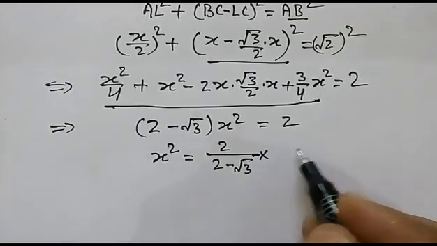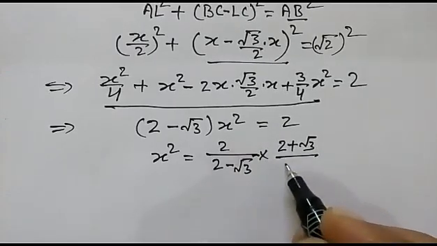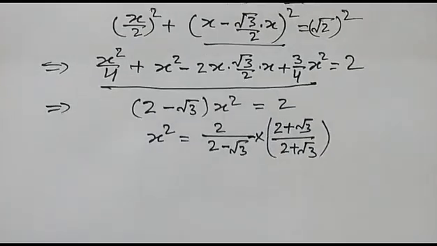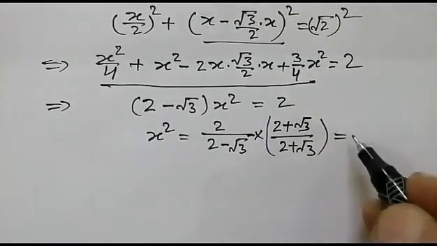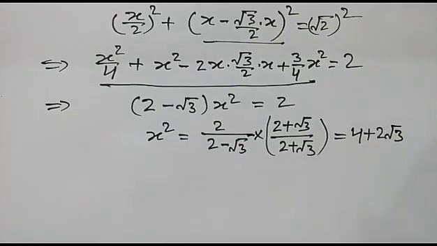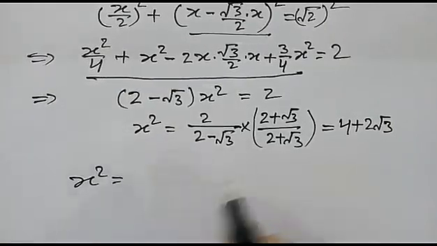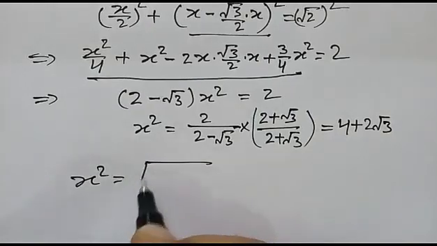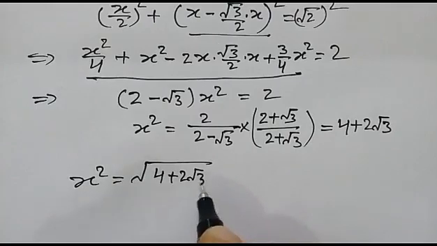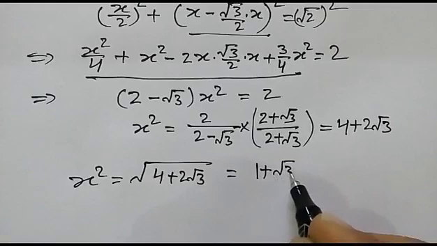If we multiply by its conjugate, 2 plus square root of 3 over 2 plus square root of 3, right? So we get 4 plus 2 square root of 3, right? So x square will be equal to 4 plus 2 square root of 3, and x is the square root of this. This value will be 1 plus square root of 3, right?